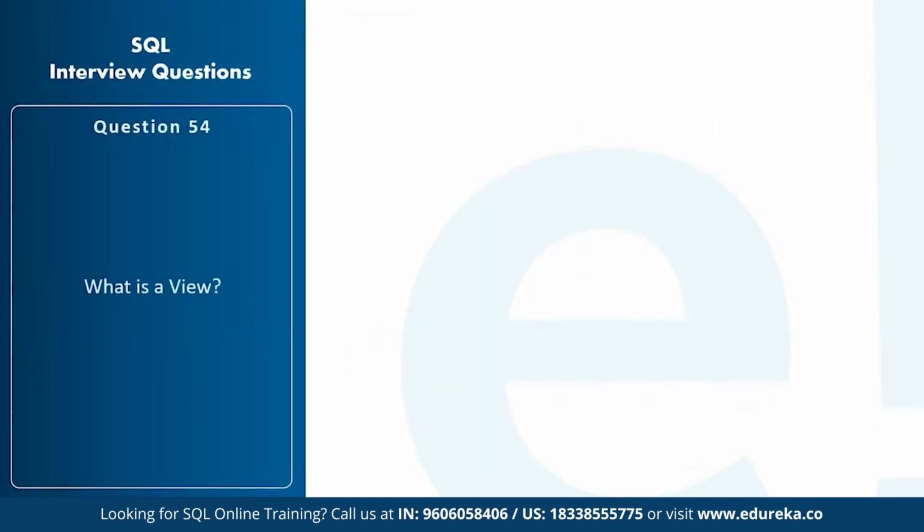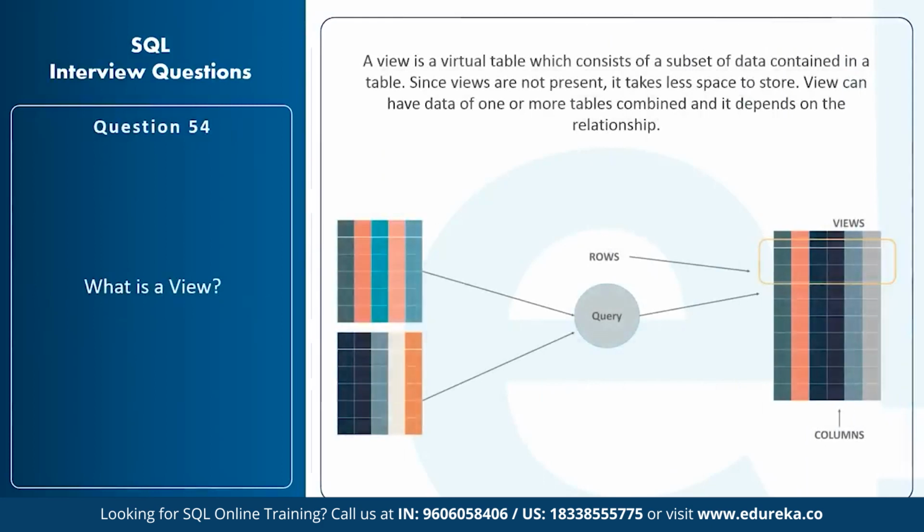What is a view? A view is basically a virtual table which consists of a subset of data contained in a table. Since views are not present physically, they take less space to store, and views can have data of one or more tables combined based on the relationship. As you can see on the screen, I have two tables of n number of rows and columns. Once I execute a query to form a view, you can clearly see that it has combined the columns and the rows from both the tables and has created a view of both of these tables into a single table. That's what a view is.